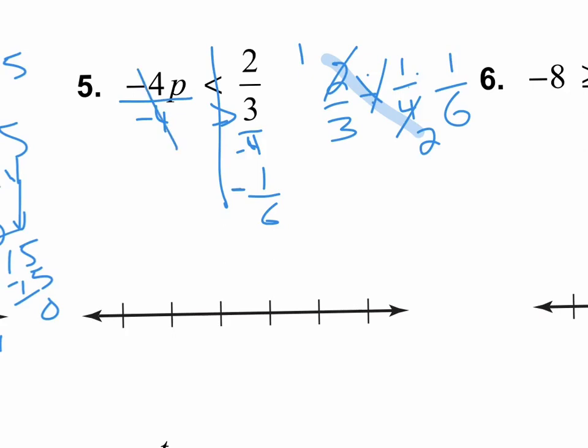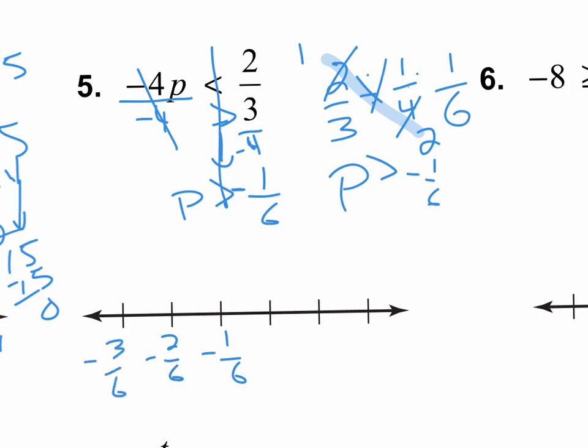And then we cancel these out, and it becomes P. And we drop down that second sign, because we divide by a negative, so you have to flip the sign. So now I have P is greater than negative 1/6. I'm going to put negative 1/6 here and count by 1/6 each way: negative 2/6, negative 3/6, and then 0, 1/6, 2/6. If you want, you can reduce those fractions.